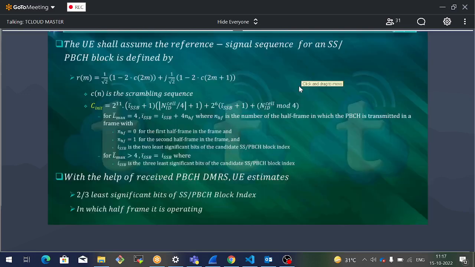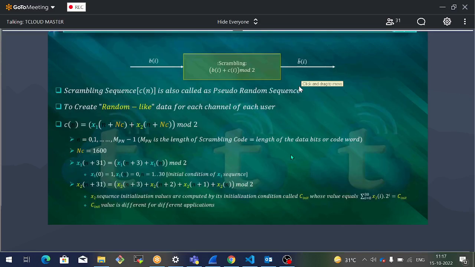Why is that? What is the logic behind it? That logic is in the scrambling sequence itself. If I take you back to the scrambling sequence, you have used this Nc value as 1600 here. That means in the x2 sequence, even if you substitute 0 here for the first scrambling bit, Nc is 1600. That means you are starting with the 1600th bit of the x2 sequence and the 1600th bit of the x1 sequence. By combining those bits, you perform a modulo 2 operation. The remainder will give you the scrambling bit.